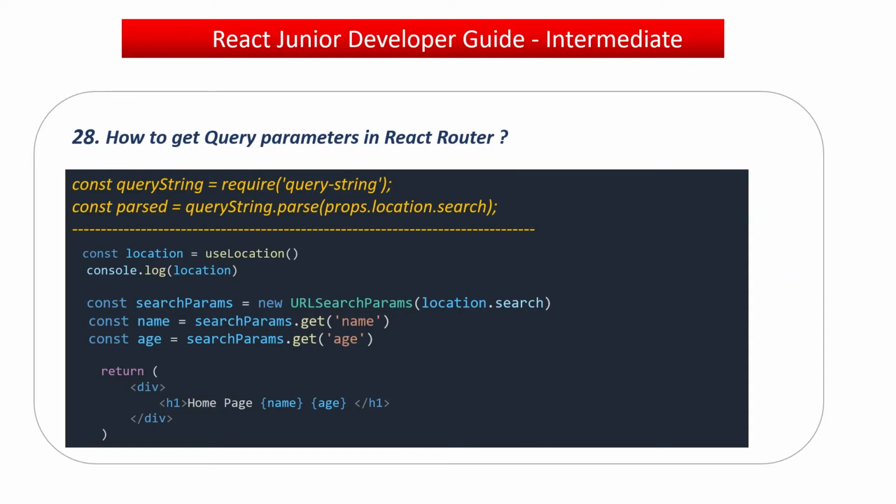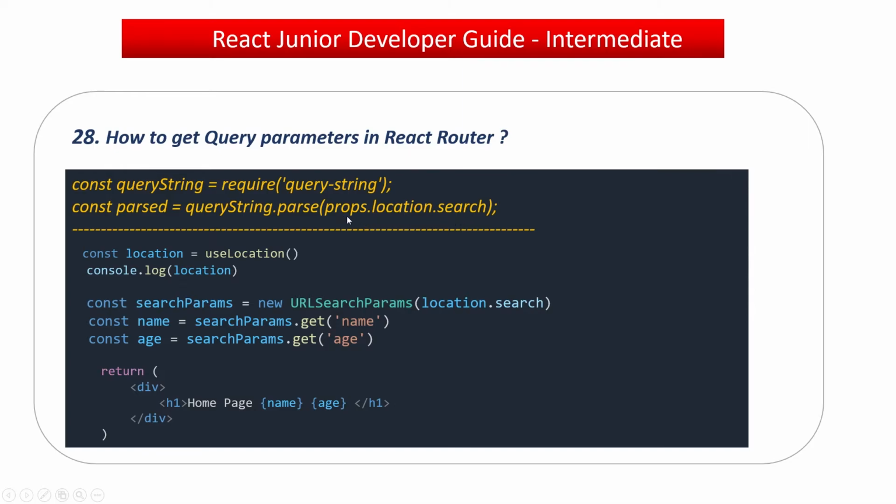Let's jump into question number 28. How to get query parameters or the search query parameters in React Router. There are two very important ways, the first is query string. But for query string, you need to install it with npm i query-string. As you can see, for that you need to require query string, or you can write import queryString from query-string in the ES6 way, and you can just write queryString.parse with whatever information you wrote in the location.search.